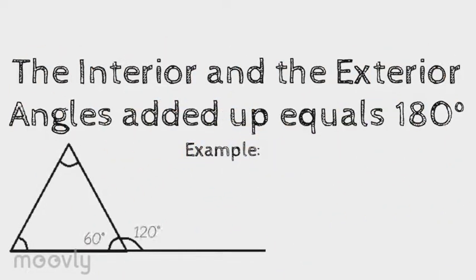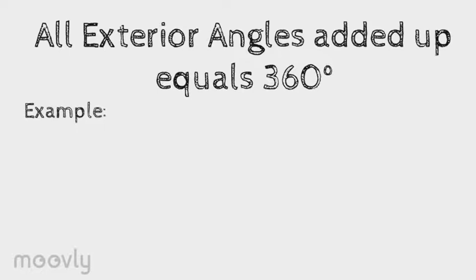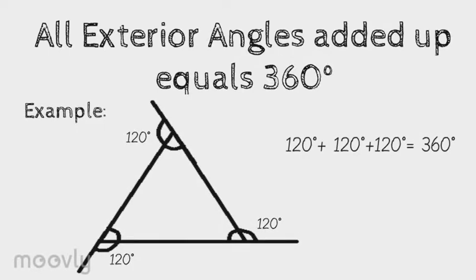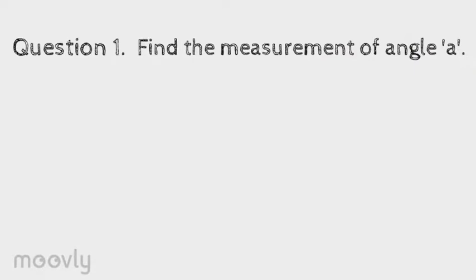The interior and the exterior angle added up equal 180 degrees. For example, if the interior angle is 60 degrees, the exterior angle has to be 120 degrees because when added up, they equal 180 degrees. When all the exterior angles on a triangle are added up, it equals 360 degrees. For example, if all three of the exterior angles are 120 degrees, when added up, they have to equal 360 degrees.